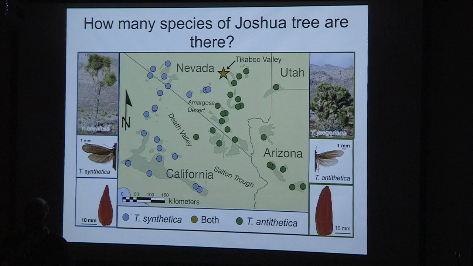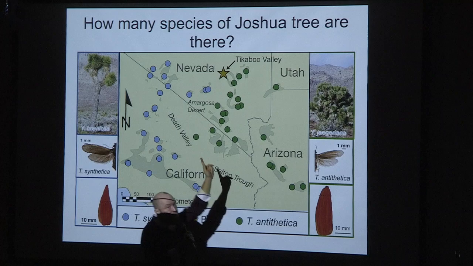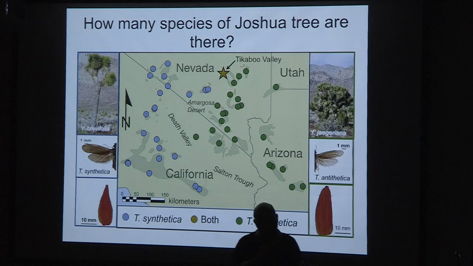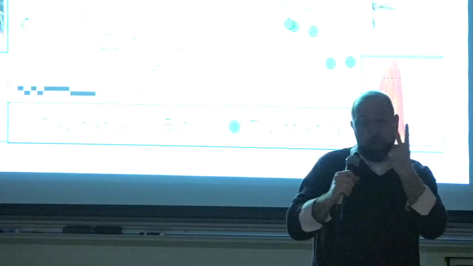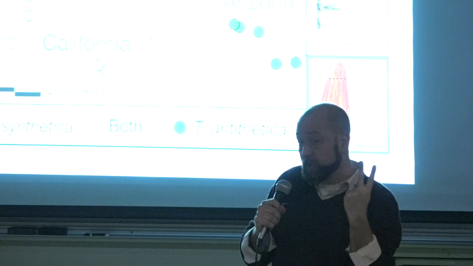And what I discovered was that all of the places where McKelvey's Yucca brevifolia, variety brevifolia, so the short-leaved yucca that actually has long leaves, all the places where it grows, we found Tegeticula synthetica. And all the places where Jaeger's yucca grows, the pygmy yucca, we found Tegeticula antithetica. So actually what it looked like was we now have two species of moth with this restricted geographic distribution, and two varieties of yucca that are associated with them.